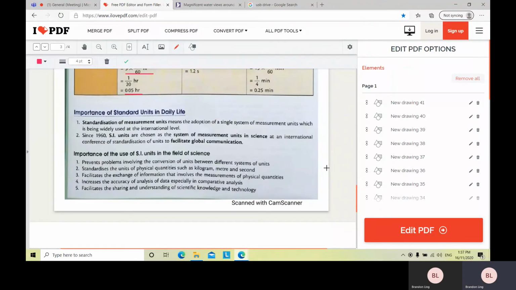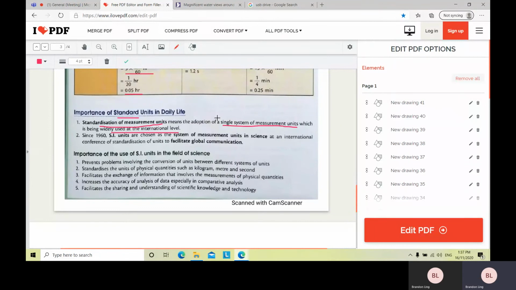All right. So after having learned all this unit conversion, what's the importance of knowing these standard units in our daily life? Standardization of measurement units means the adoption of a single system of measurement units, which is widely used at the international level. So when you say that your height is 1.5 meter, everyone in the whole world knows what you are talking about. That's the meaning of standardization. We do not want to use a unit which only you yourself understand while the rest of the world does not understand.